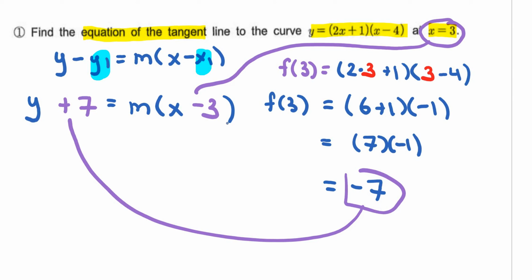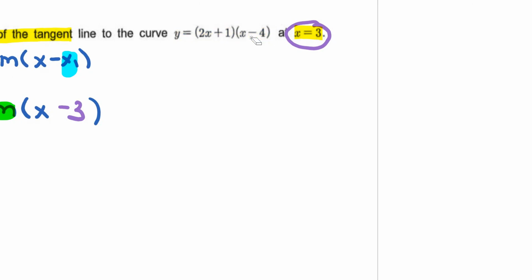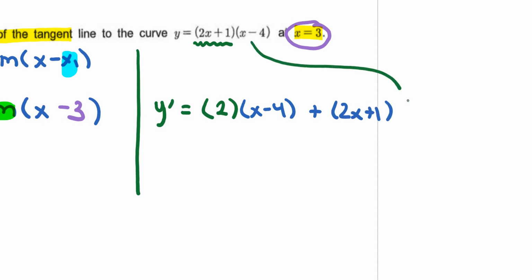So that's step number 1. We find x1 and y1, and then let me just erase all of this. Our next goal is to find the value of m. So now I need to take the derivative and find the derivative value when x equals 3. Going back to my original function, let's find the derivative now. So y prime: the derivative of 2x plus 1 is simply 2, times x minus 4, plus the first term, 2x plus 1, times the derivative of the second term, and the derivative of x minus 4 is just 1.